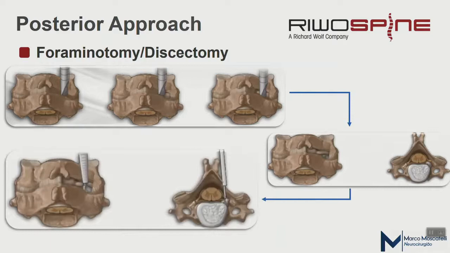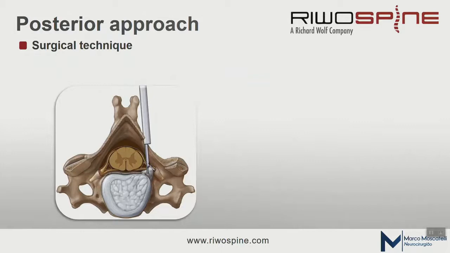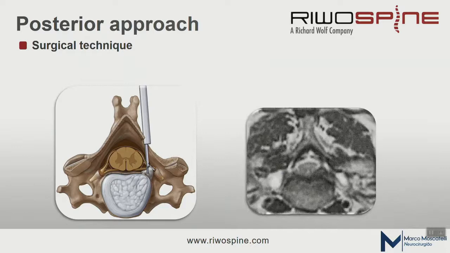And we remove the disc herniation with as little root mobilization as possible, this procedure being indicated only for the lateral and foraminal disc herniations. The posterior access to the cervical spine is restricted to the foraminal and lateral pathologies, where it is not necessary to have contact with medial structures. With this, it's possible to resect the lateral and foraminal disc herniations and perform foraminotomies.